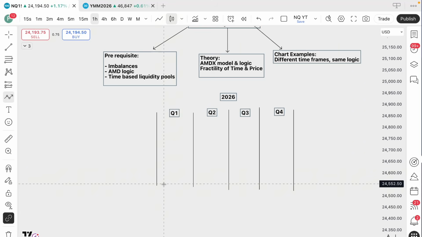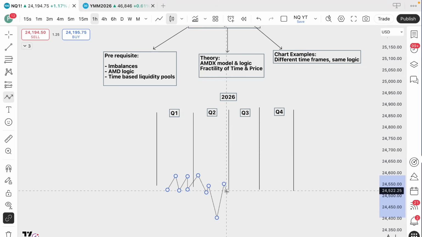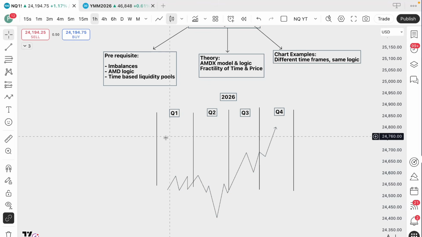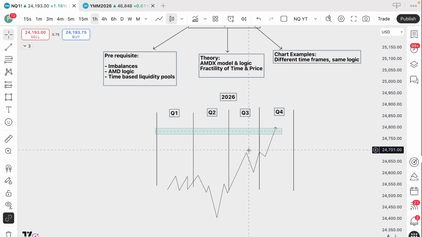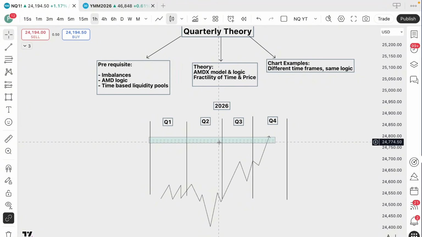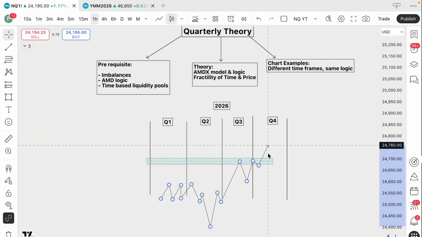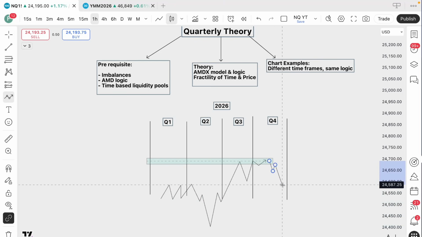It can very well be that Q1 serves as your accumulation, Q2 as your manipulation, Q3 your distribution, and Q4 is now either a continuation if your higher time frame target has not been met during your distribution quarter, so it can be a continuation towards that objective, or if the objective has already been reached during Q3, then Q4 can be the start of the retracement or the reversal.